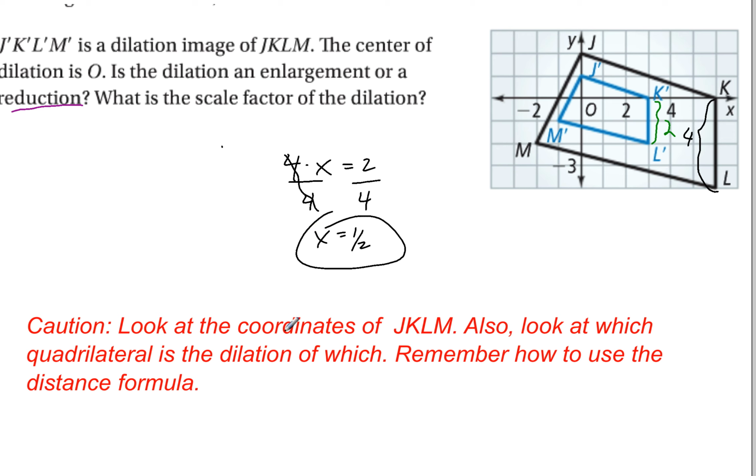So, and they tell you, look at the coordinates of JKLM. Also look at which quadrilateral is the dilation of which. Clearly the blue is a dilation of the black. Remember, a dilation could be either a reduction or enlargement. In this case, it is definitely a reduction.